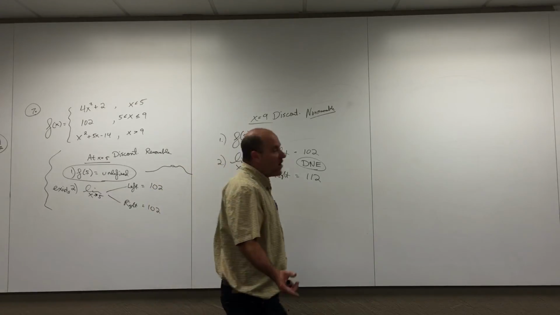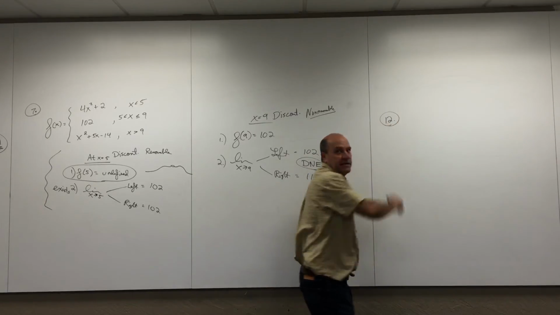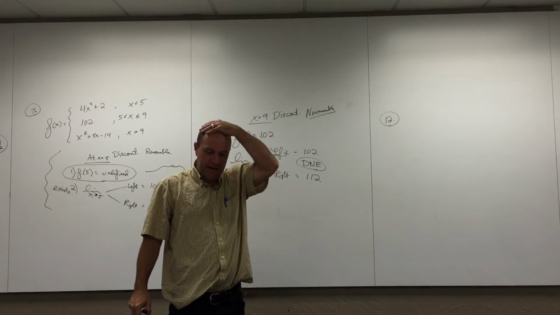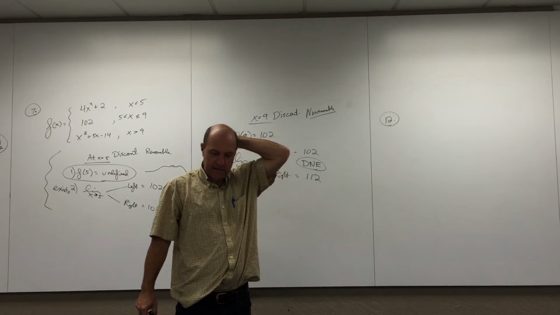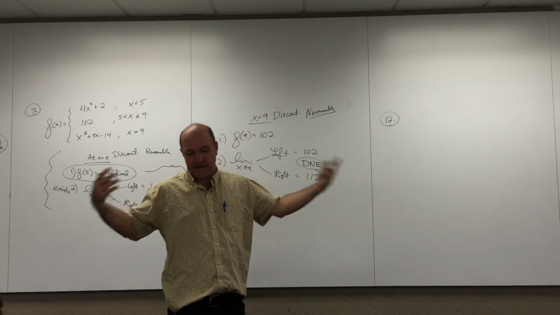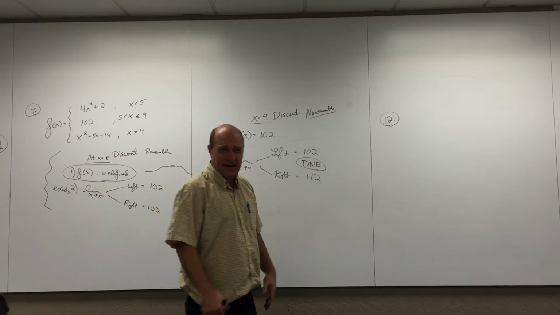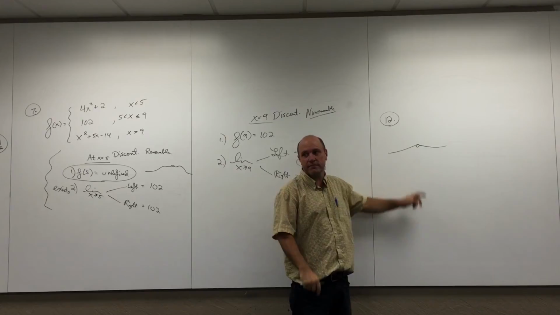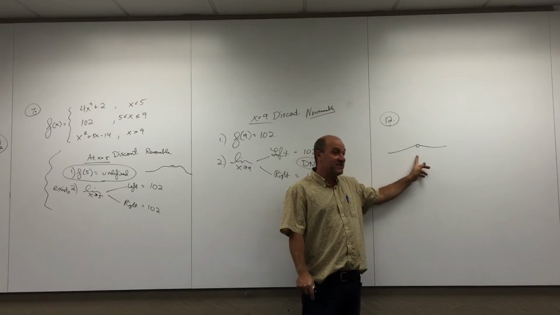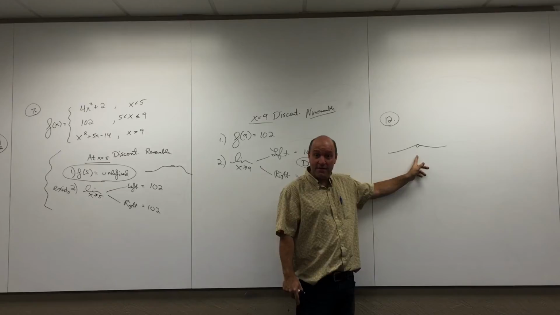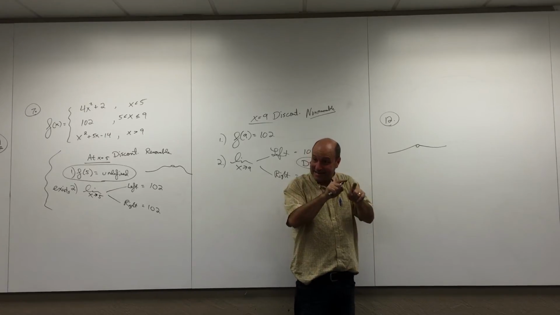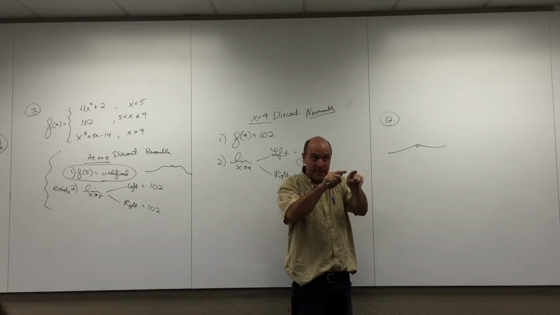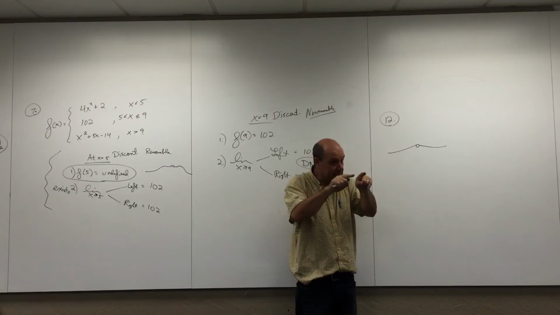Number 12 is a true or false question on your practice thing. It says, if f is undefined at x equals c, then the limit as x approaches c does not exist. If it's undefined, does that mean the limit doesn't exist? Not necessarily. A good picture of that is this. Here's a function, and here's a place where the function is undefined, but the limit clearly exists, doesn't it? The function's undefined, there's a hole, but the limit exists.